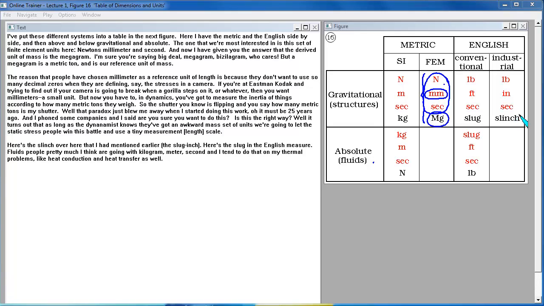Here's the slinch over here that I had mentioned earlier, the slug inch, and here's the slug in the English measure. Fluids people pretty much, I think, are going with kilogram, meter, second. And I tend to do that on my thermal problems like heat conduction and heat transfer as well.